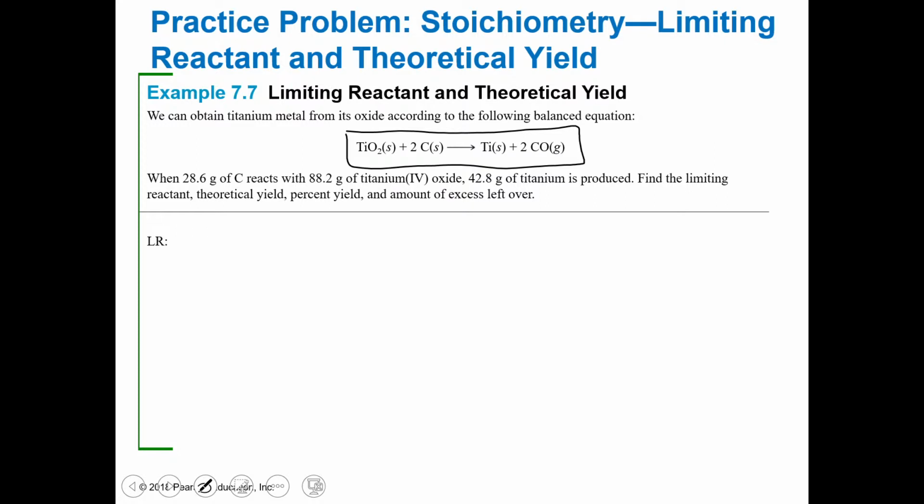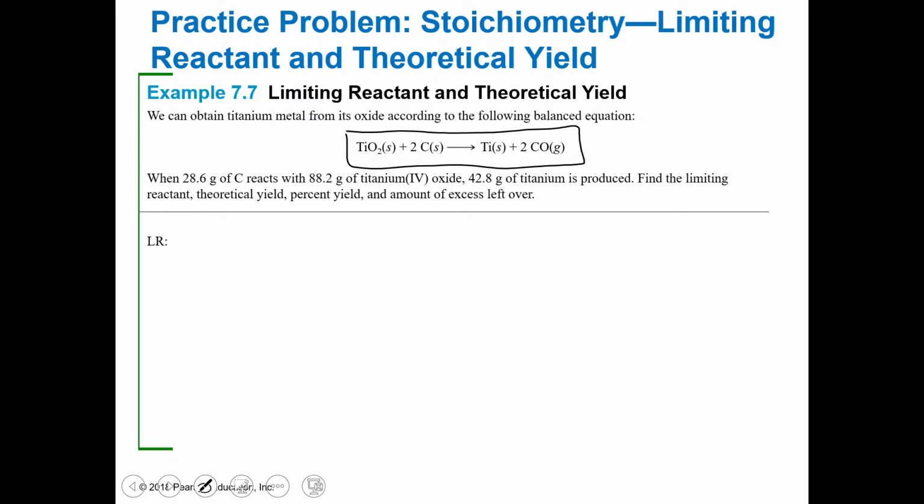So always check. We have 28.6 grams of carbon, and it reacts with 88.2 grams of titanium 4 oxide. When that happens, we get 42.8 grams of titanium produced. Find the limiting reactant, the theoretical yield, percent yield, and the amount of excess left over.